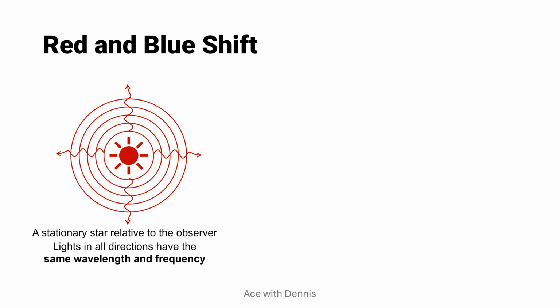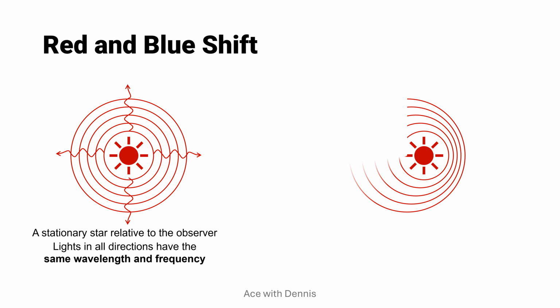Light in all directions has the same wavelength and frequency, so it doesn't matter where you observe this star from. If it is relatively stationary to you, you'll see the same type of light in any direction. How about a moving star?